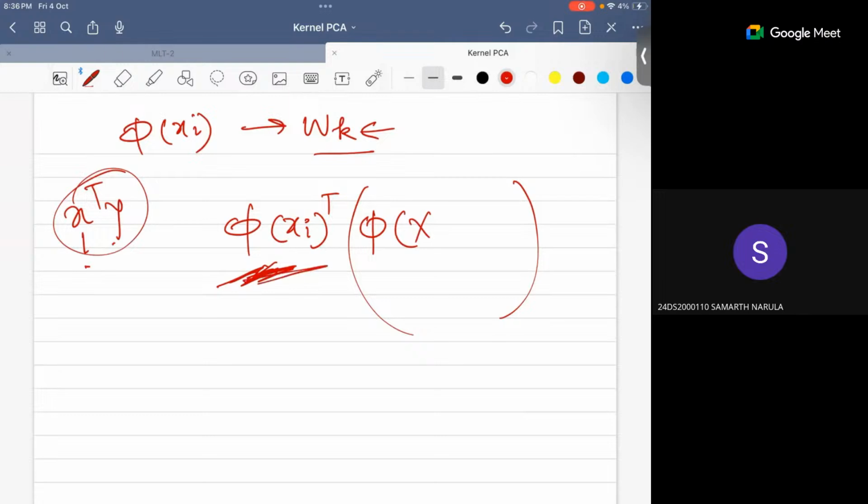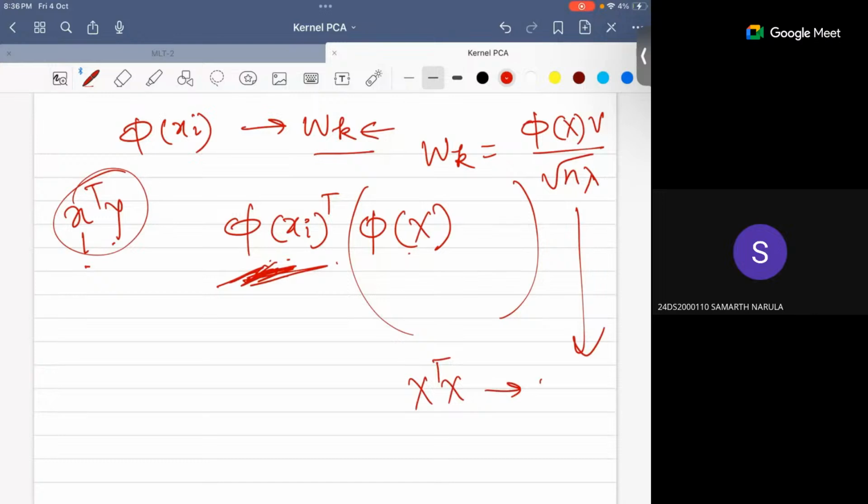Correct? So we did that project X transpose of X, and what is this WK? WK we already know is V upon root of n lambda. This we got from where? X transpose X, what was the value? N lambda V. So for X transpose, what is the value? N lambda V upon root of n lambda, right? So instead of X, you are writing phi X, correct? Times V upon root of n lambda.